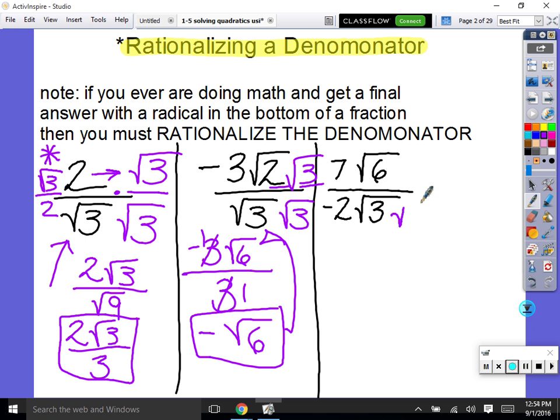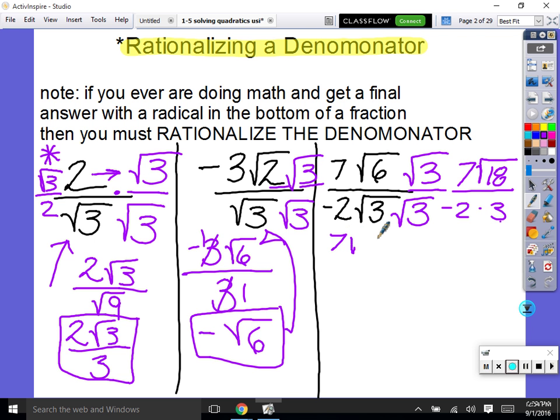We're going to multiply by the square root of 3 because that's on bottom. Does everybody see what I'm doing? So on top we have 7 square roots of 6 times 3 is 18. On bottom we have negative 2 times the square root of 9. So isn't that negative 2 times 3? Right? Which is negative 6, so I'm going to write that. 7 square roots of 18 over negative 6.